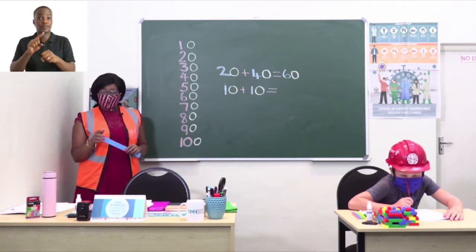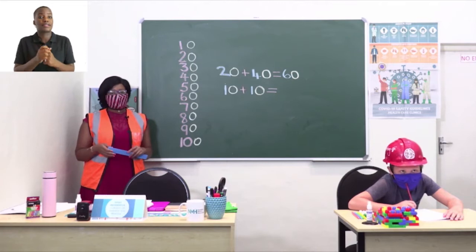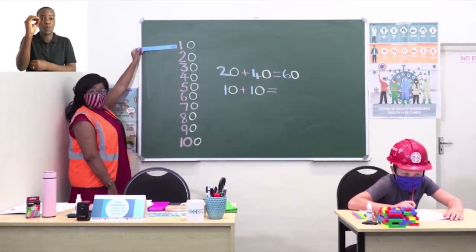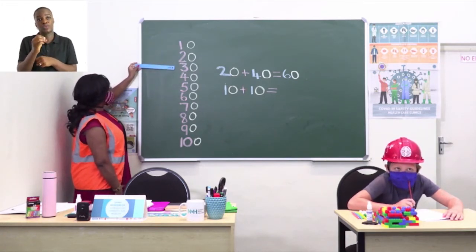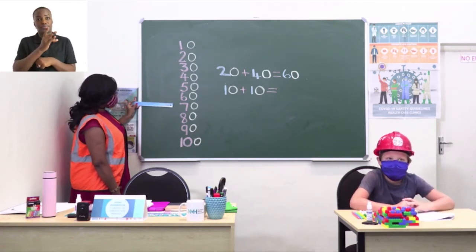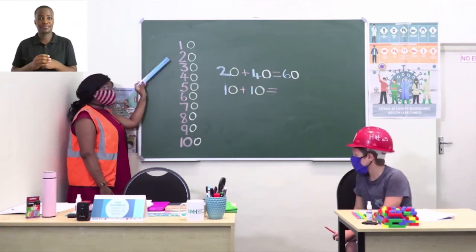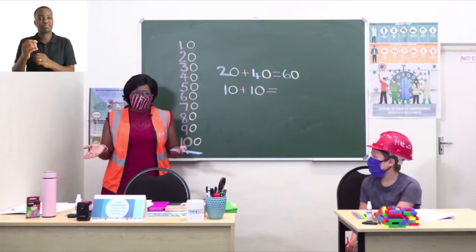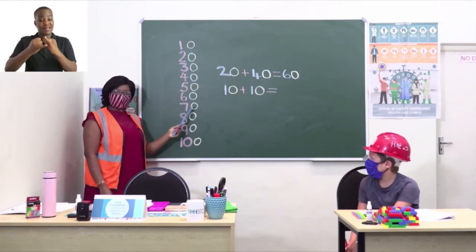The first thing you need to know is that we have something called decade numbers. And these are numbers that end with 0. I have them on the board here. You can see that we have 10, 20, 30, 40, 50, 60, 70, 80, 90, and 100. So all of these numbers are decade numbers. If you can't remember the word decade, we have zeros at the end of each decade number.